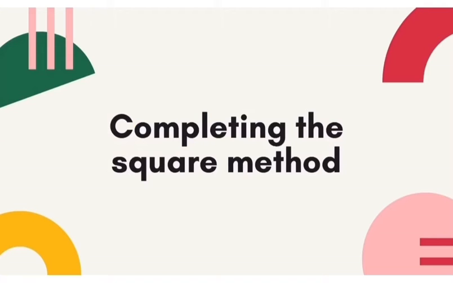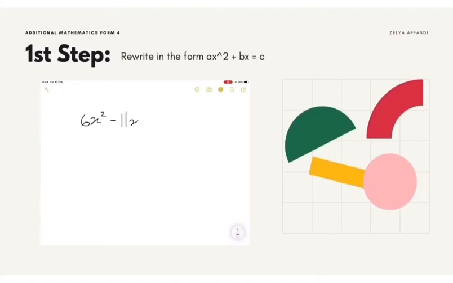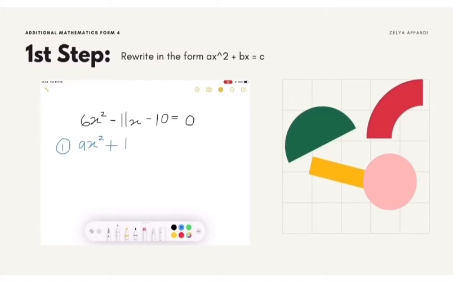Other than factorization, a quadratic equation can also be solved using the completing the square method. Let me show you how easy it is step by step. The first step is to rewrite in the form ax squared plus bx equals c. For this question, 6x squared minus 11x minus 10 equals 0 is given. So we will identify a, b, c and then rewrite it as 6x squared minus 11x equals 10.